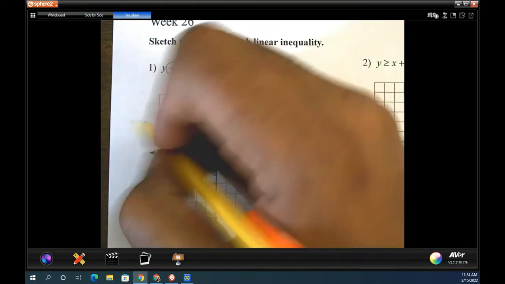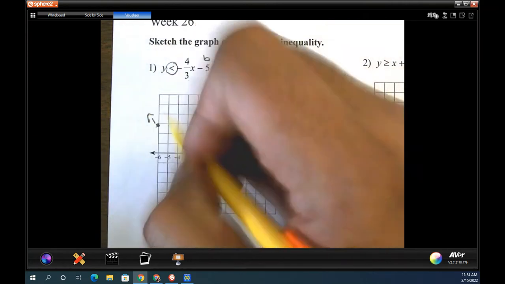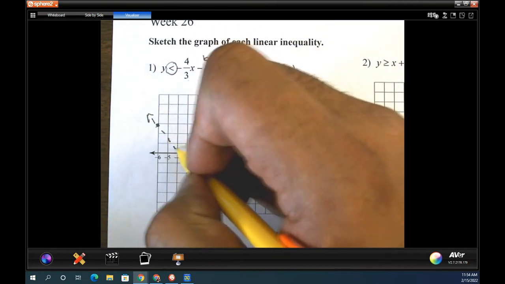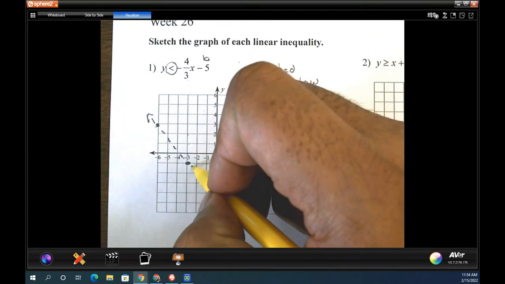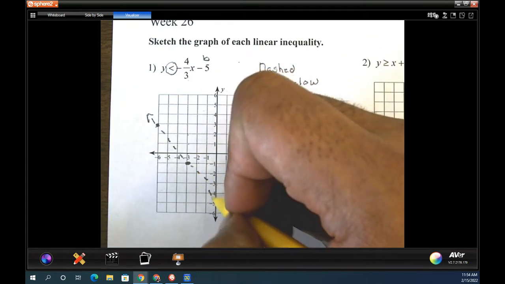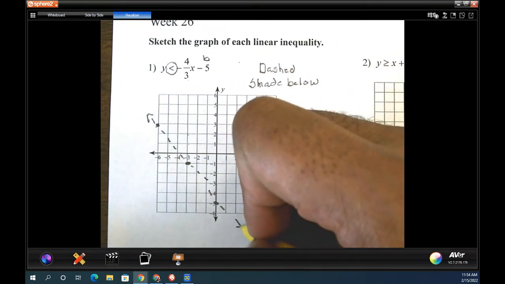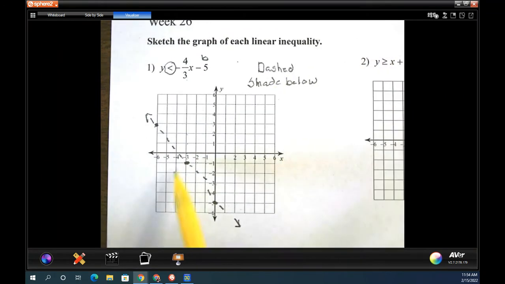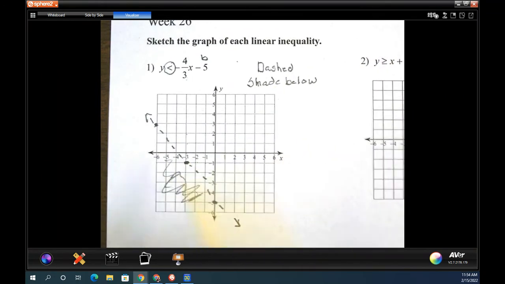That line looks like it has a negative slope, so here we go. Oops, kind of got off there. Now, dash line, shade below. Here's below. That's all you're doing. Now, you should have your notes out.